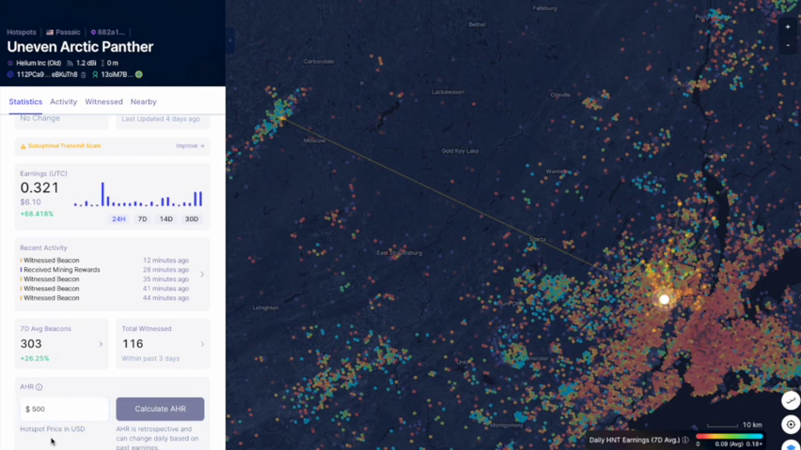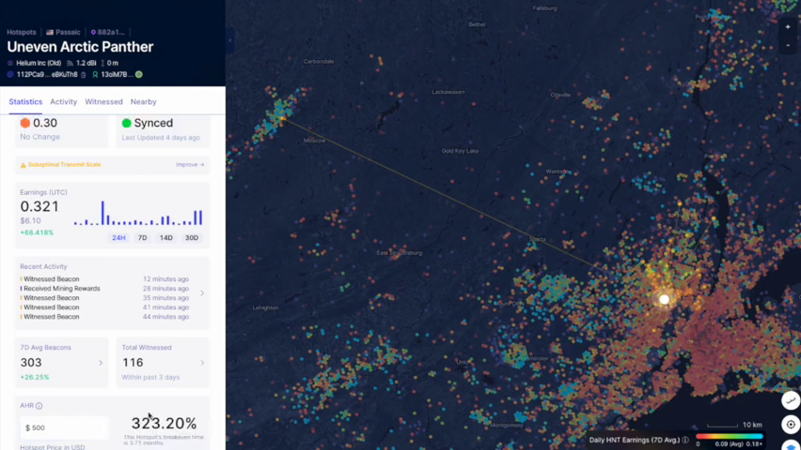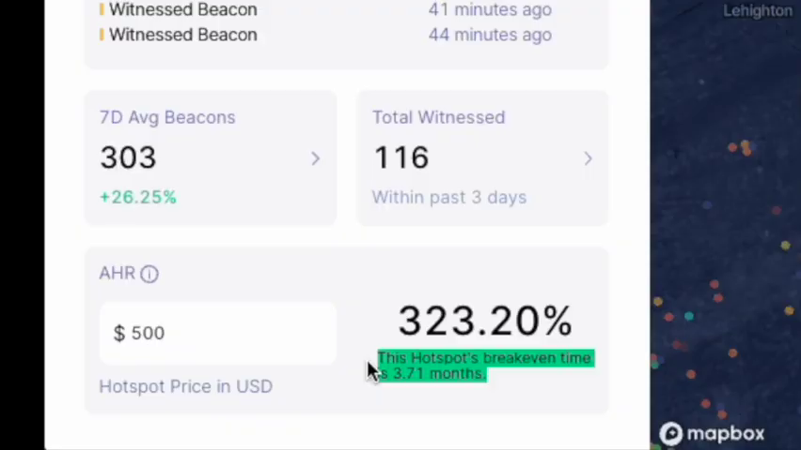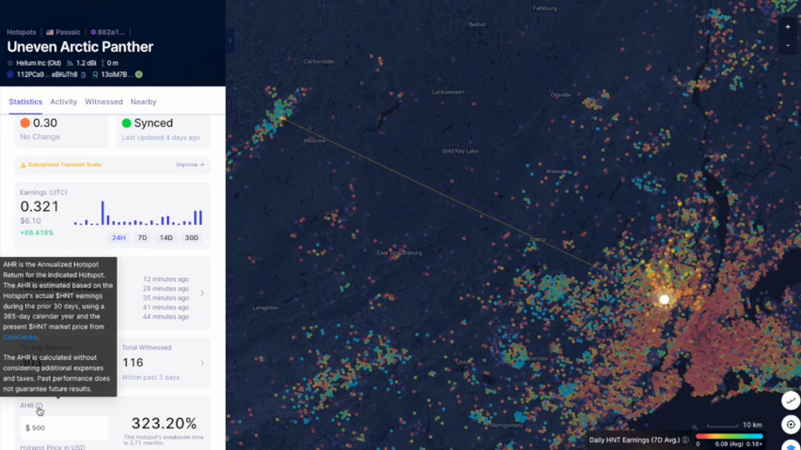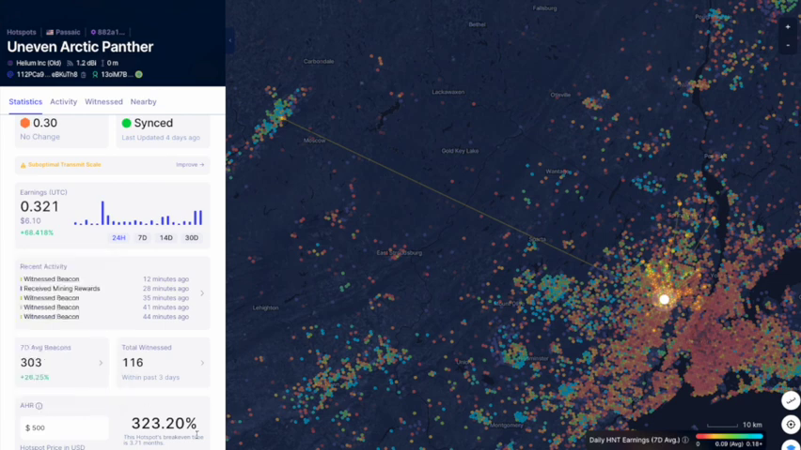So let's just leave it at 500 for argument's sake. And as you can see, it gives you your AHR percentage, and also this hotspot's break-even time is 3.71 months. Of course, they do make a note here that says the AHR is calculated without considering additional expenses and taxes. Past performance does not guarantee future results. But let's talk a little bit about what this AHR actually means.